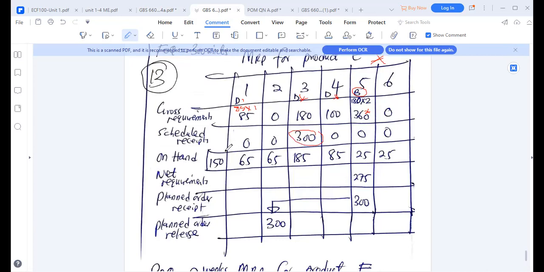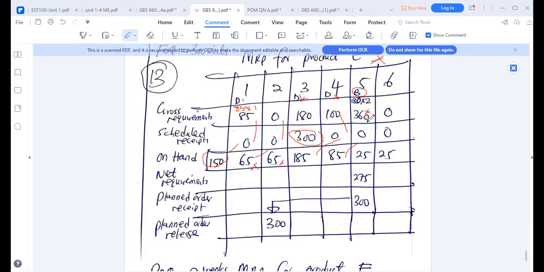On hand is 150. So we have the 150 plus 0 to meet the demand of 85, remain is 65. 65 plus 0 to meet the demand of 0 is 65. 65 plus 300 minus 180 is 185. 185 plus 0 minus 100 is 85. 85 plus 0 minus 360, we are going to have 85 minus 360, which is the demand. We have a shortage, which is the net requirement in this week.